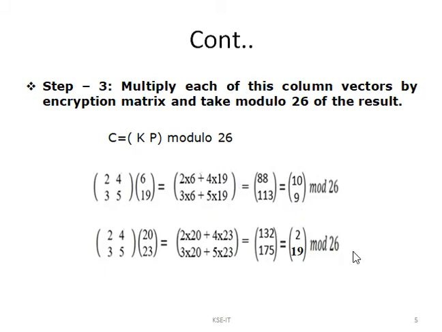Write down the remainder here. Do the same thing for the next column vector, that is 20, 23. You have to write down the key 2435 and the column vector, which is 20, 23. After doing the matrix multiplication, you will get 132, 175, and then take the modulo 26.